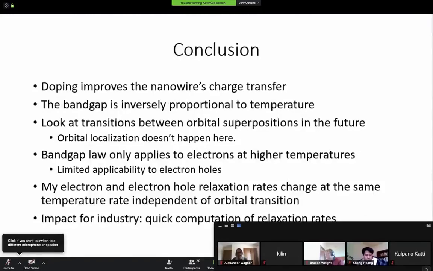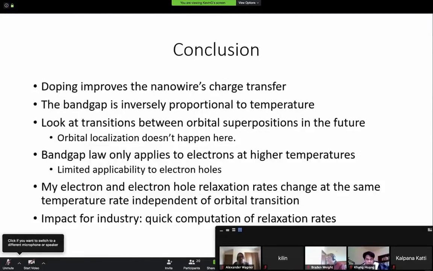Okay, so to wrap things up, these are the things I concluded. Doping definitely improves the nanowires' charge transfer. My results make that very clear. We see that the band gap is inversely proportional to temperature.